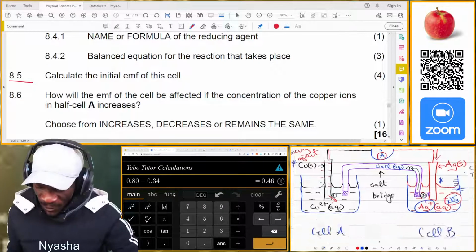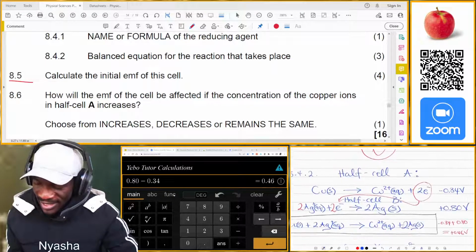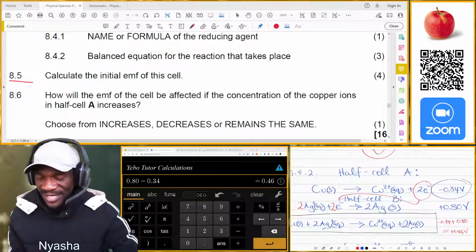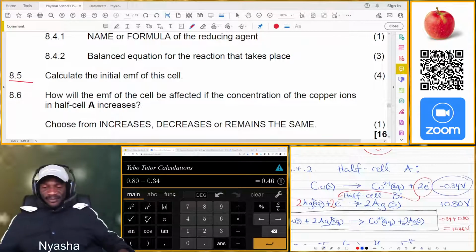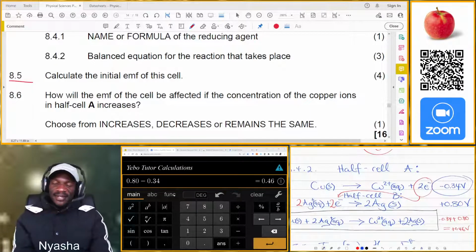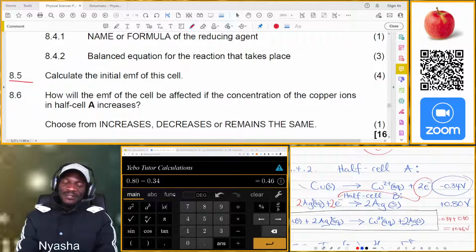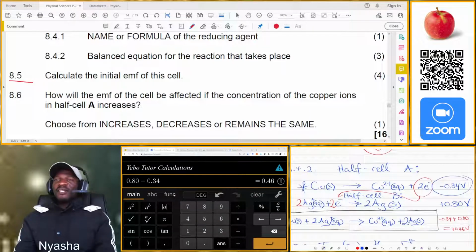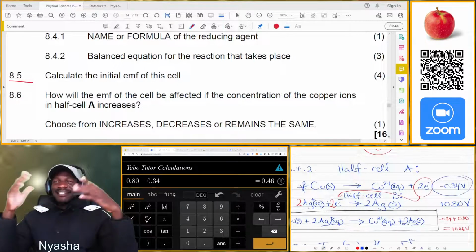We also know that the chemical reaction associated with the copper reduction is this chemical reaction. That is the chemical reaction associated with the copper oxidation rather, so that we can have the silver reduced. So if we have a lot of these, right? If the concentration of the copper ions in half cell A keeps increasing and increasing and increasing, isn't it?